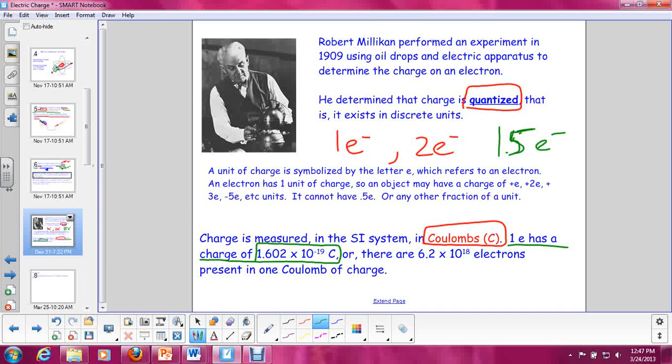If I have 2 electrons, I have 2 times 1.602 times 10 to the minus 19. If I have 10 electrons, I have 10 times 1.602 times 10 to the minus 19. I can never have a fraction of this number, though. I cannot have 0.5 times 1.602 times 10 to the minus 19th, because that would be half of an electron, which is not a thing. It is not possible.